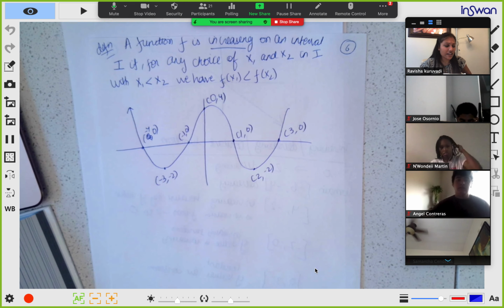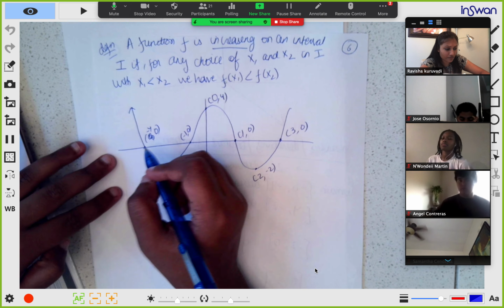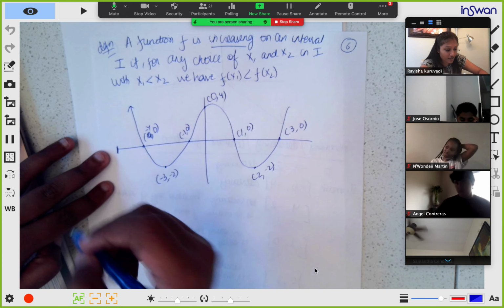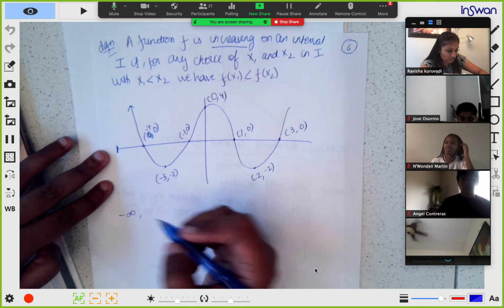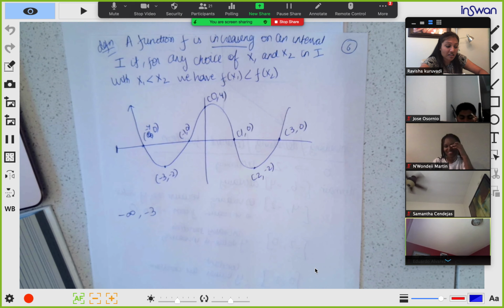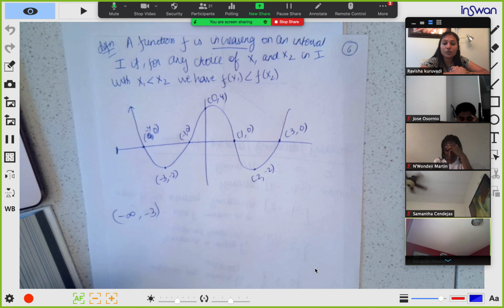I say I'm taking any interval I want. Interval means I'm picking any part of the x-axis. I say I'm picking it from here, -infinity to -3. I pick up any interval. How do I check whether this interval is increasing, decreasing, or constant?